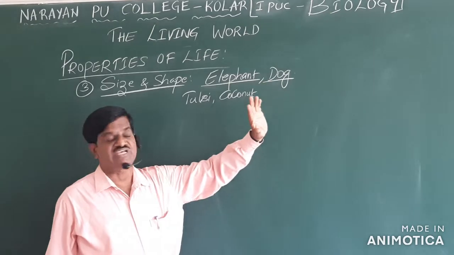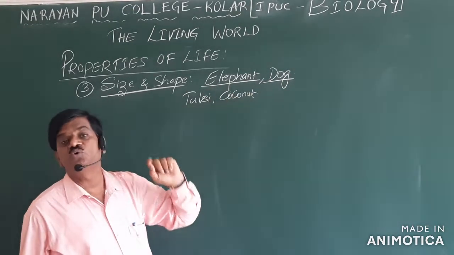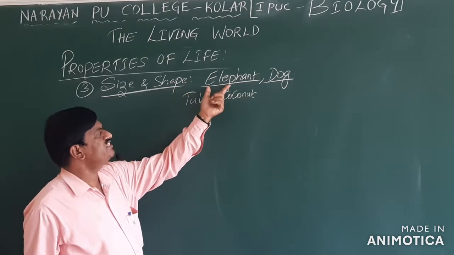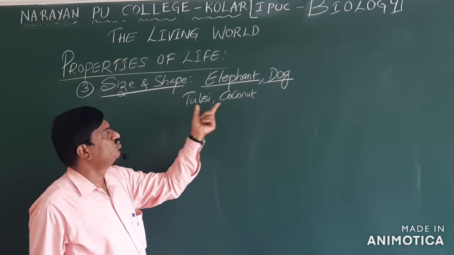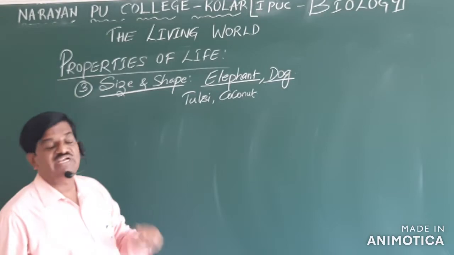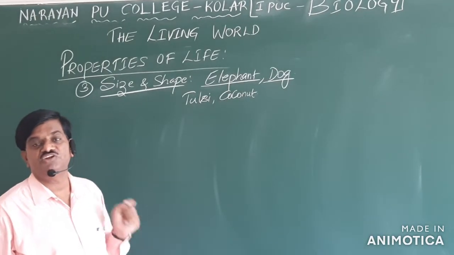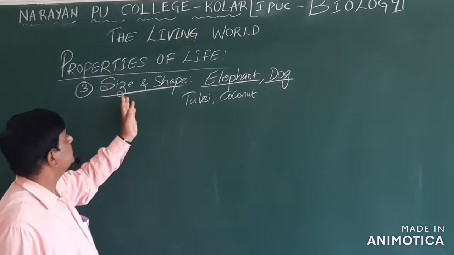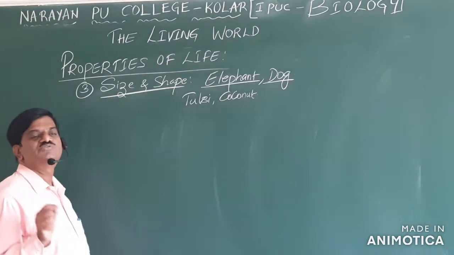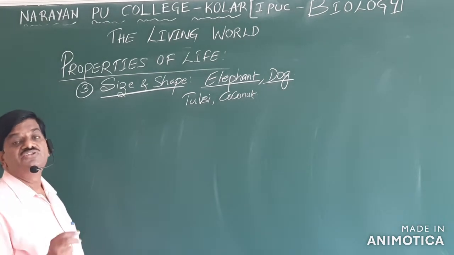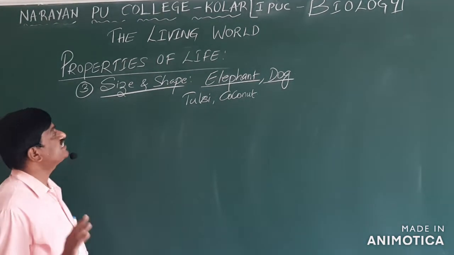Dog has its definite size. Humans have their own size. Like this, we have own size and shape, even plants like tulsi, berry tree, banana tree, coconut. By seeing the characters, easily we can identify what this is. Like this, all the living organisms will have a definite size and shape. When you go for non-living, they do not have a definite size and shape.